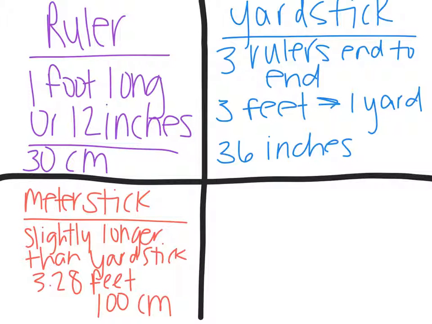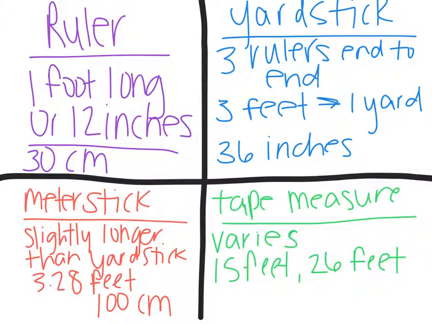Remember that we don't usually use feet to measure meter sticks. We use centimeters or meters because it's the metric system. Next we have our tape measure, and our tape measure varies, so it can be 15 feet, 26 feet, 36 feet. All you need to know is that you're going to use a tape measure whenever your yardstick or your meter stick is not long enough. This information is going to come in handy when we start estimating.